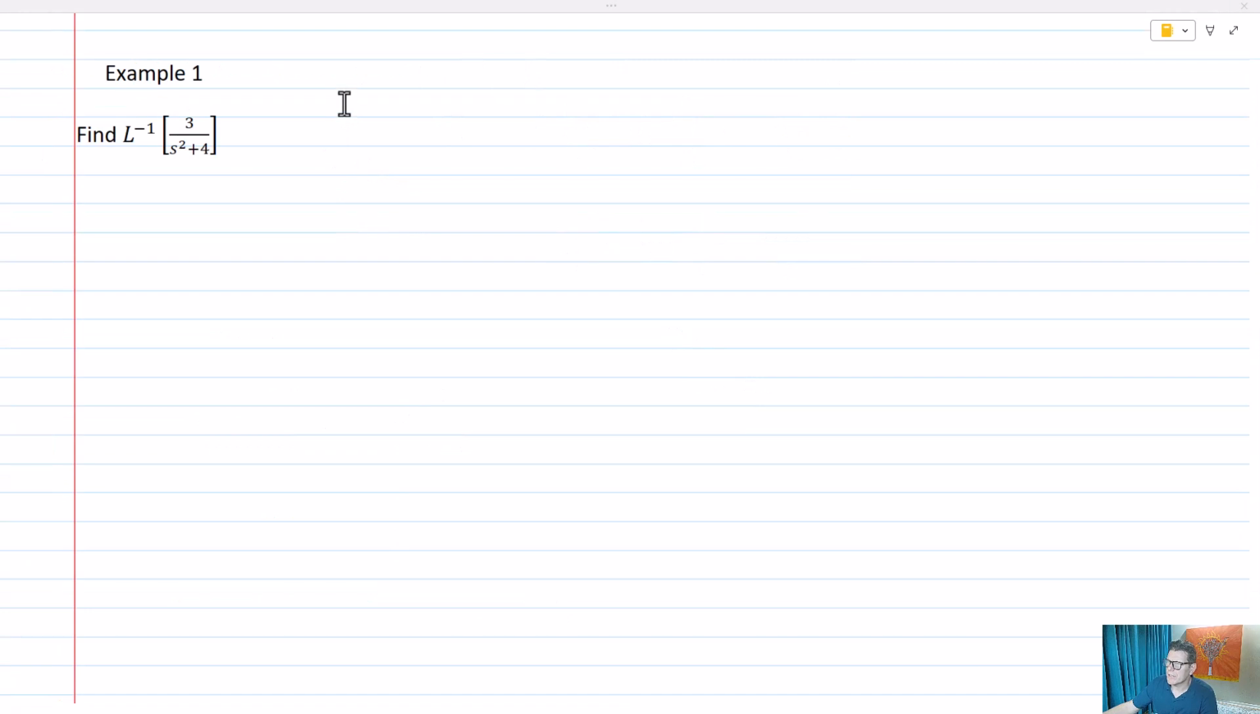Let's find the inverse of 3 over s squared plus 4. What I'm going to notice is that the Laplace transform of sine of bt is going to equal b over s squared plus b squared, where b is a constant. So what I want to notice is that this is in the form of that sine function, right? It's got the constant over s squared plus some value.